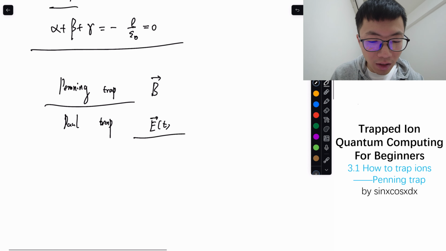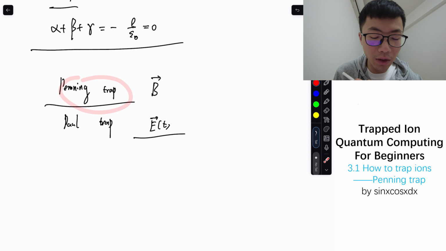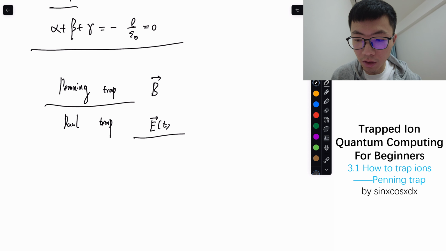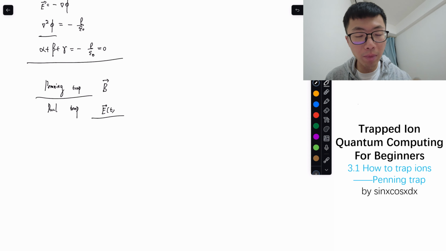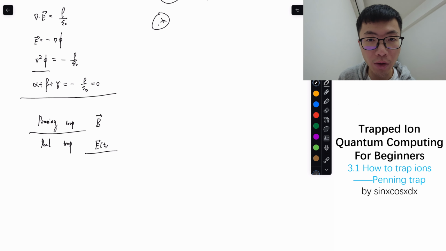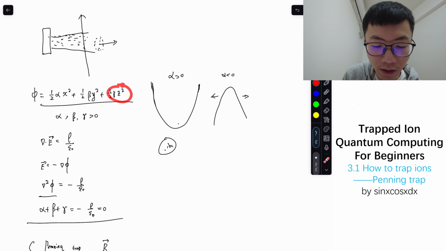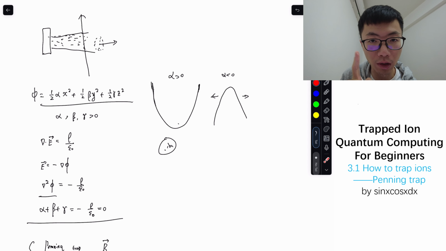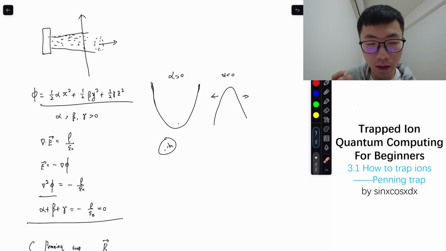Okay, that's no problem. In this video, I will explain the Penning trap, and in the next video, I'd like to explain the Paul trap. Okay, so now we will see how the ion moves inside the Penning trap. In both the Penning trap and the Paul trap, people usually use the electric field to confine the z direction. We just confine it in one single direction, which we call the axial direction. And as for the x and y directions, the static electric field repels the ions out.